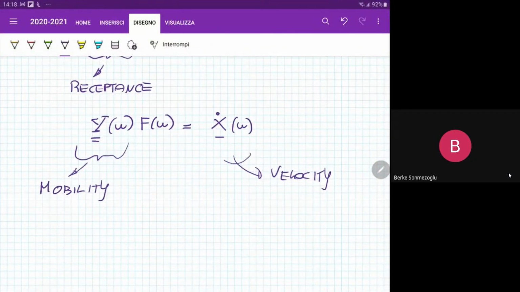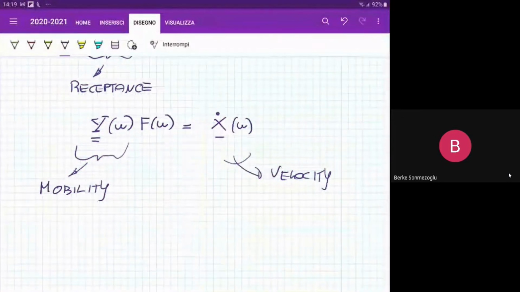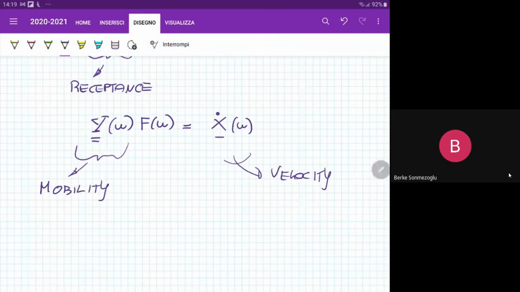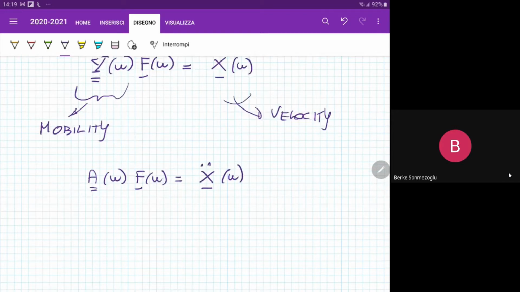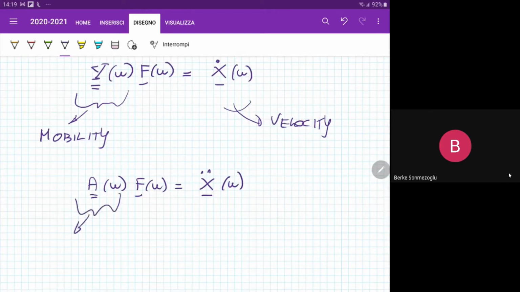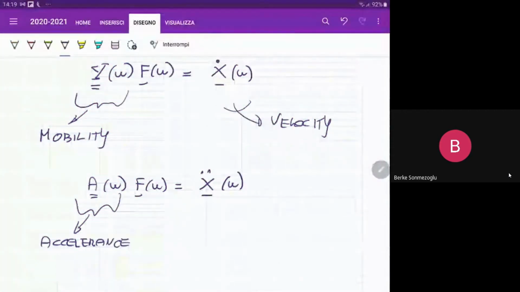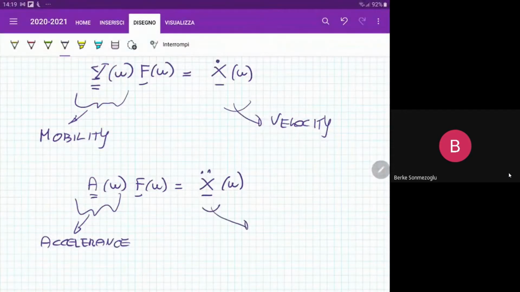Finally, we also refer to the accelerance, that is the system transfer function relating the input force with the output acceleration. Okay, and it is generally written as the A matrix times your force equal to x double dot of omega. Okay, so that is your accelerance matrix. And of course, we are referring to the acceleration here.